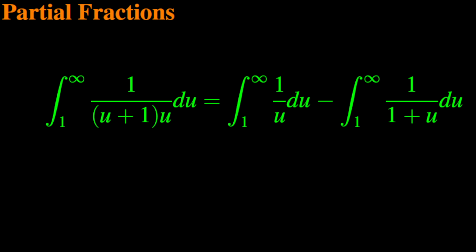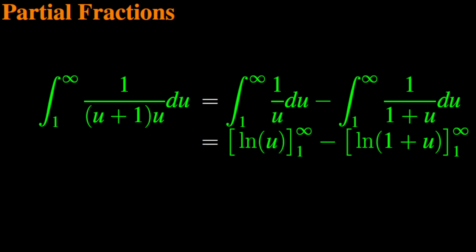Now that we have the values of a and b, we can simplify the expression of the integral. So, the integral from 1 to infinity of 1 over u times u plus 1 du is equal to the integral from 1 to infinity of 1 over u du, minus the integral from 1 to infinity of 1 over u plus 1 du. We know that the antiderivative of 1 over u is natural log of u, and the antiderivative of 1 over u plus 1 is natural log of u plus 1. The integral is equal to natural log of u minus natural log of u plus 1, evaluated at the endpoints 1 and infinity.